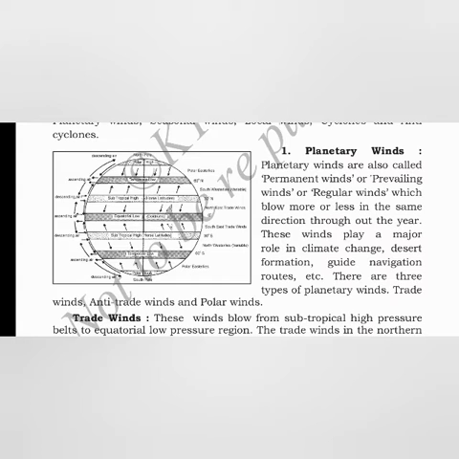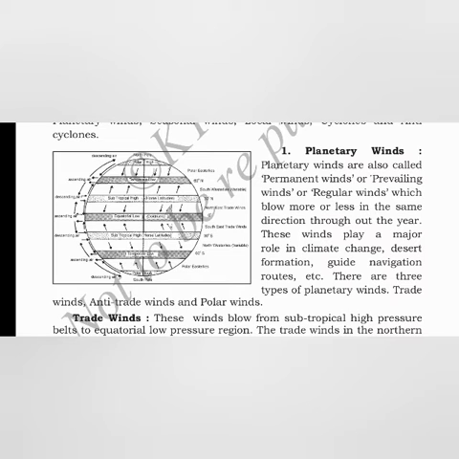The first one is planetary wind. Planetary means continual blowing winds. Once again, I repeat, the planetary winds, continual winds, have another name, that is prevailing winds. Please underline this in your textbook. These planetary winds are also called regular winds, which blow more or less in the same direction throughout the year. That's why they are called planetary winds.